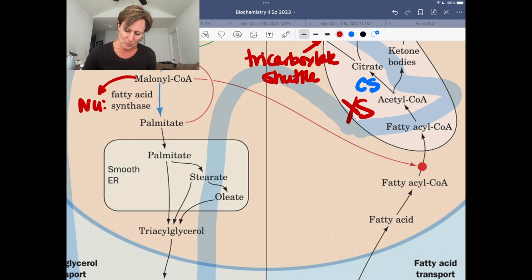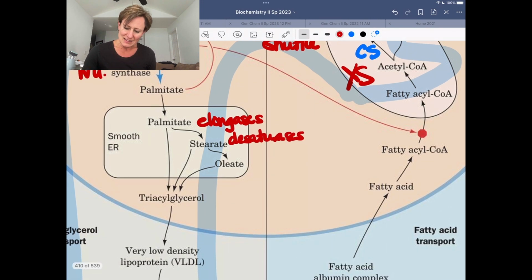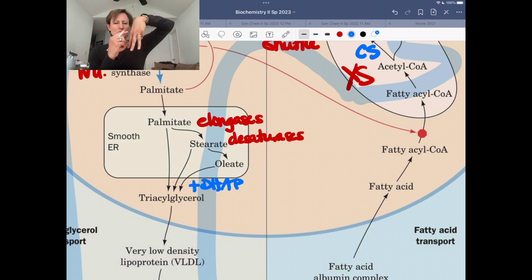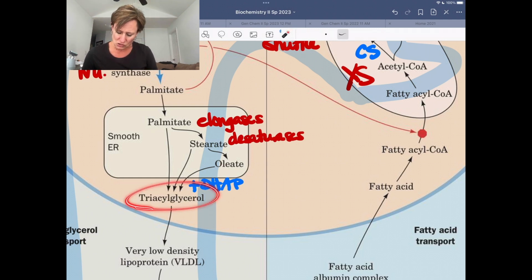All I asked you to learn about was the fact that if you need to make it longer, you're going to use elongases. If you're going to add some units of unsaturation, you're going to use desaturases. Okay? At the end of the day then too, you're going to add DHAP to it. DHAP is the 3-carbon molecule that we can siphon off of glycolysis. That's going to provide our glycerol backbone. We're going to put our fatty acids onto it, and we are going to have a triglyceride.